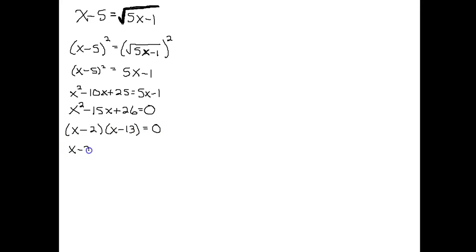I can take x minus 2, set that equal to 0, and get x equals 2. I can take x minus 13, set that equal to 0, and get x equals 13. All right, 2 potential solutions. Woohoo! Any solutions to this equation are here somewhere, either 2 or 13 or both. We don't know, though, which ones are the solutions. We have to go back and check.